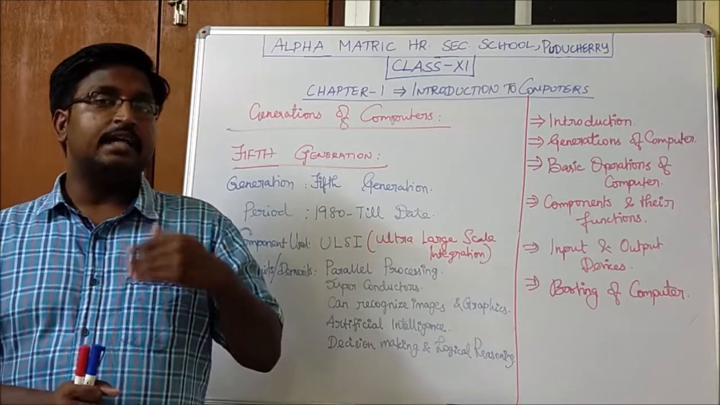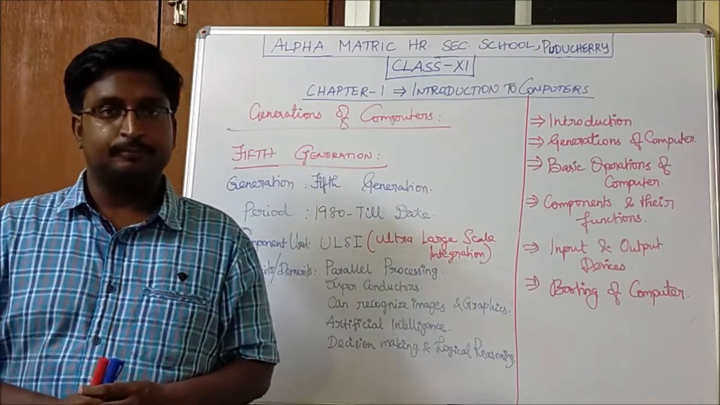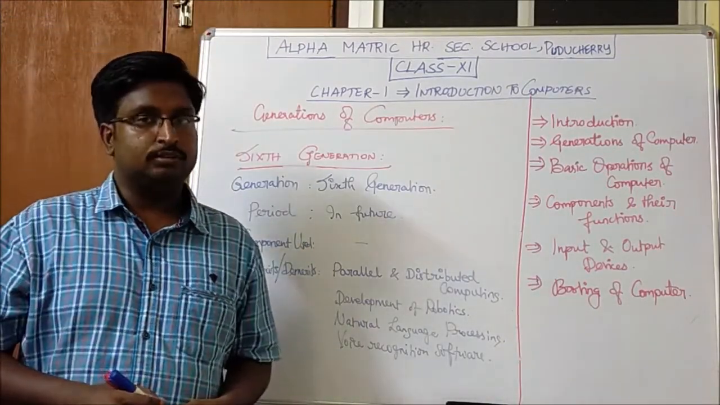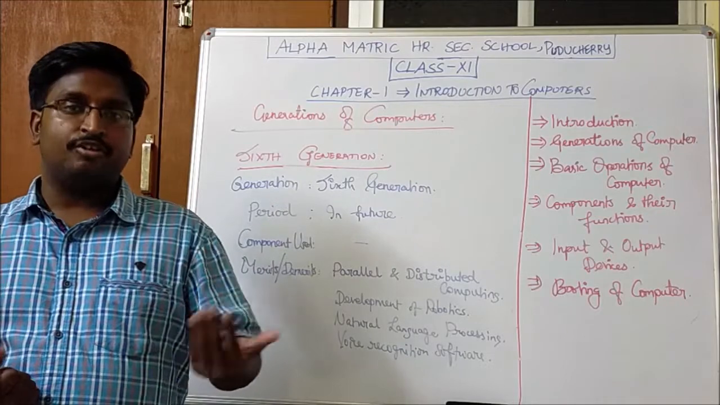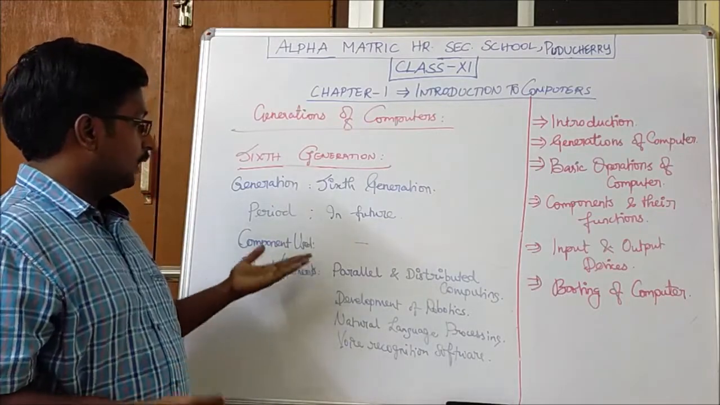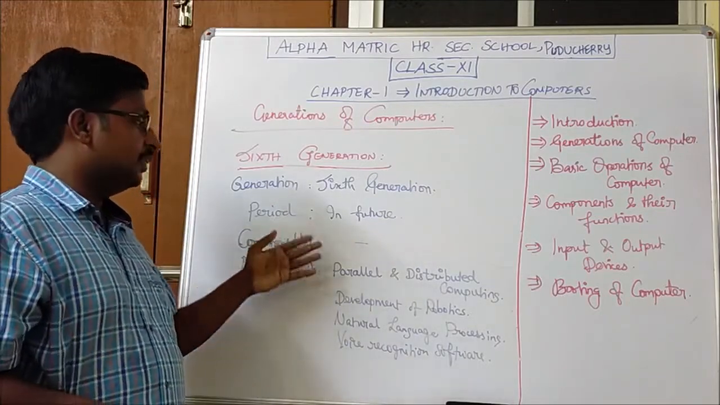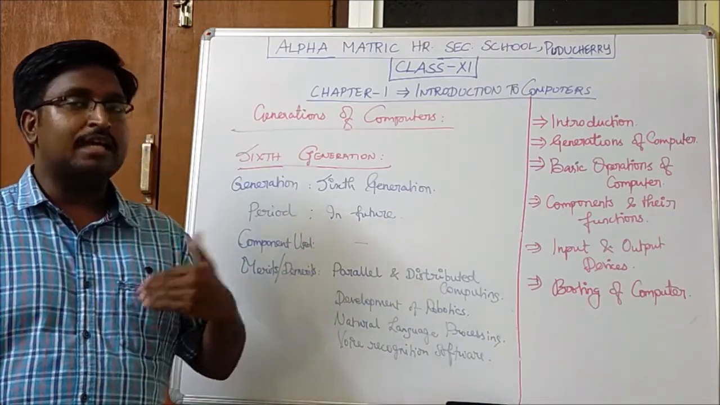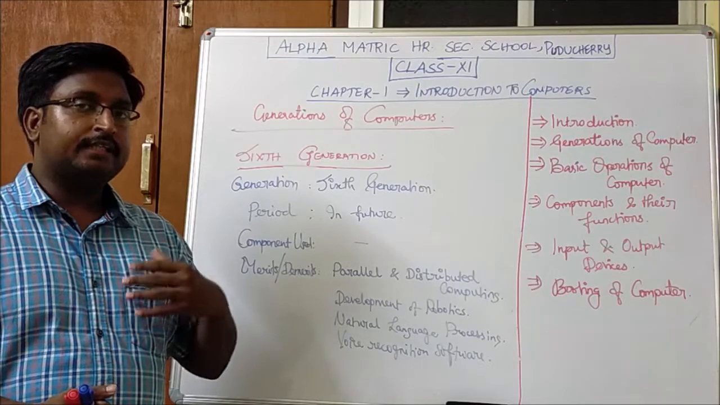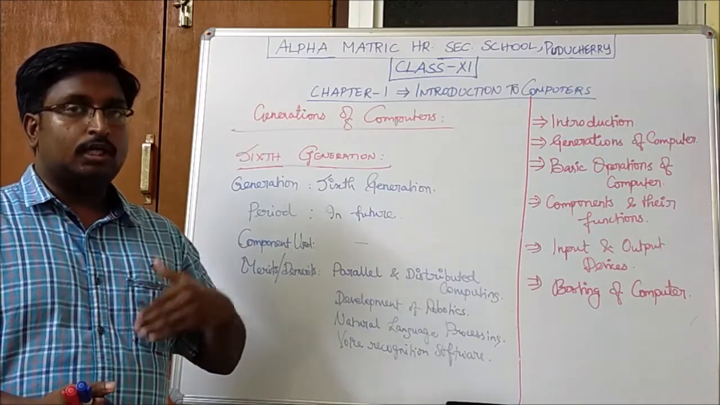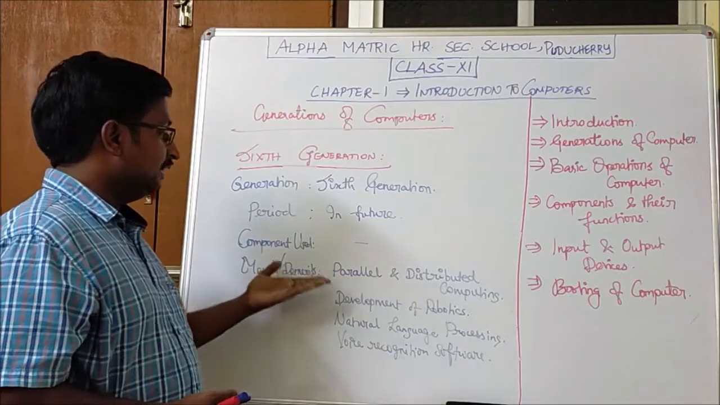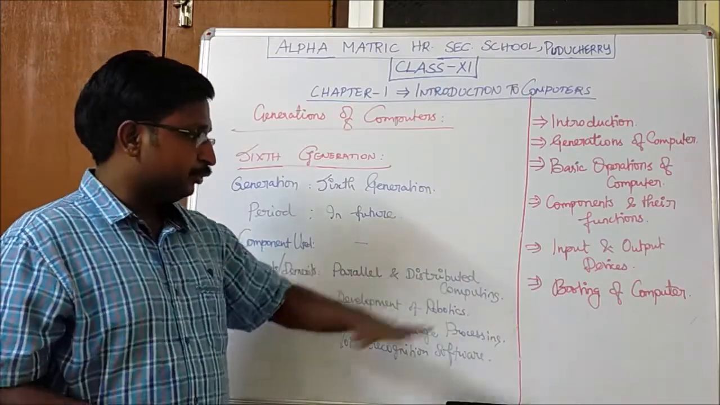So now let us see the last generation, that is the sixth generation. And the last generation which you are going to see is the sixth generation. So it is an upcoming generation in future, and the component is artificial intelligence and natural language processing, the technology which you are going to upgrade with in the upcoming years. And the merits and demerits is the parallel and distributed computing.